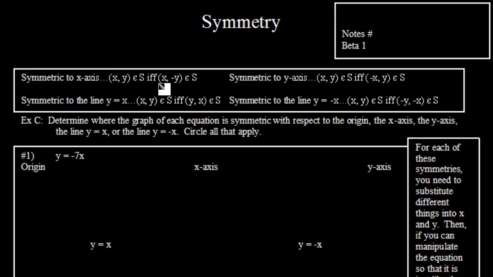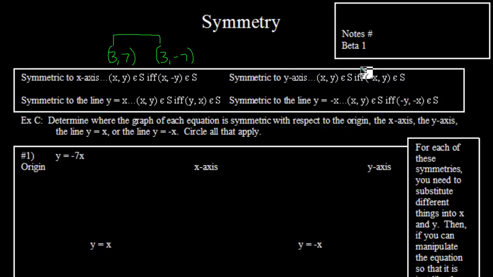(x, y) is an element of S if and only if (x, negative y) is an element of S. An example: if the ordered pair (3, 7) is on your graph, then the ordered pair (3, negative 7) has to be on your graph. Pick any point, the x values are identical, but if you change the sign of the y value from 7 to negative 7, that point's also on the graph.